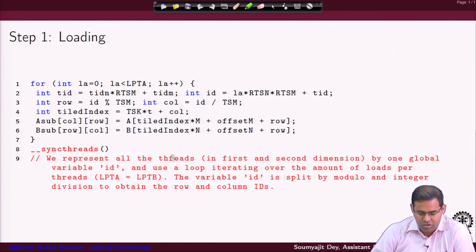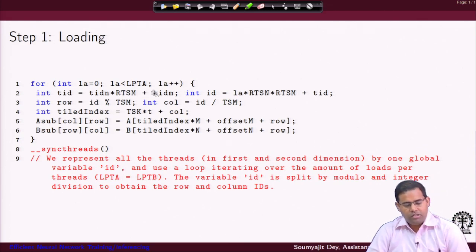Well, we are representing all the threads in the first and second dimension by one global variable ID. So, let us understand what is the problem here. We have already defined the work per thread, but now, ideally one may start thinking that this would be a 2D loading. So, why don't I have a cascade of two loops for doing the loading? Instead of that, what we are doing is, we also know how many loads one thread is supposed to do, right.